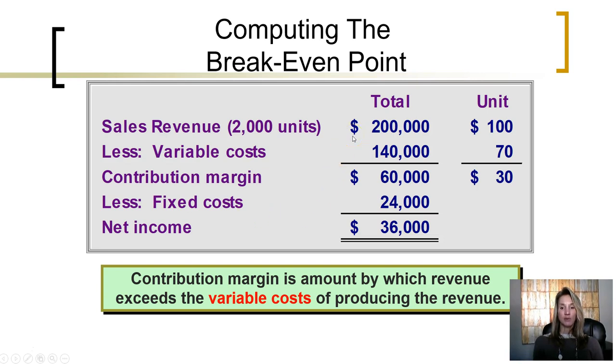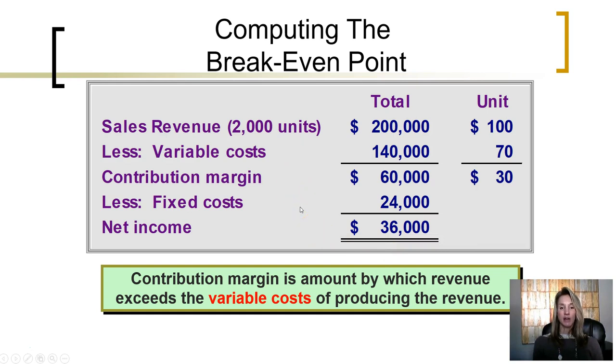If we take the revenues and first subtract out the variable cost incurred during the year, we are left with what's called the contribution margin. The contribution margin is the amount by which revenues exceed the variable cost of producing the revenue. In other words, once the company's variable costs are covered by their revenues, they have $60,000 remaining to help them cover the fixed costs they incurred during the period. So if we take the contribution margin and then subtract out all the fixed costs, we are left with the net income of $36,000.